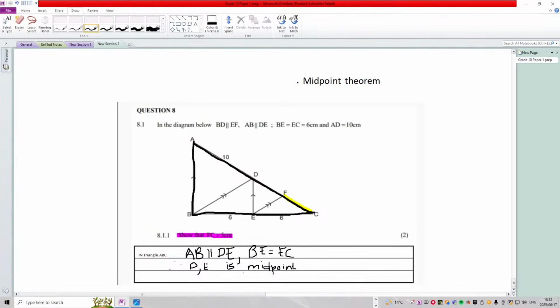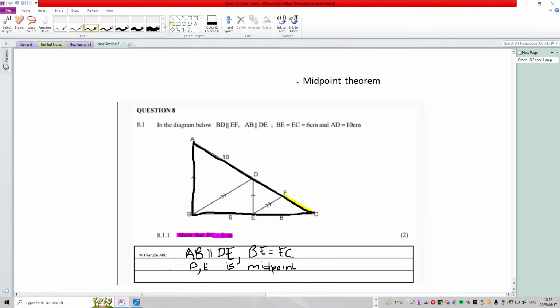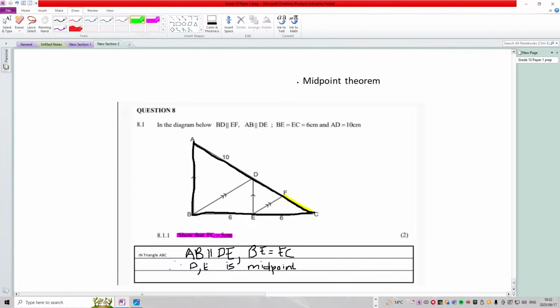Okay, so this also tells us something else. As we can see over here, BE is equal to EC. BE is equal to EC. That's what the midpoint theorem tells us. Therefore, AD will equal DC. So that's according to the midpoint theorem.